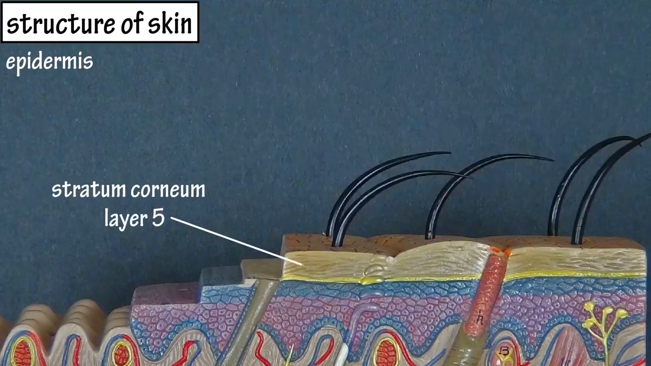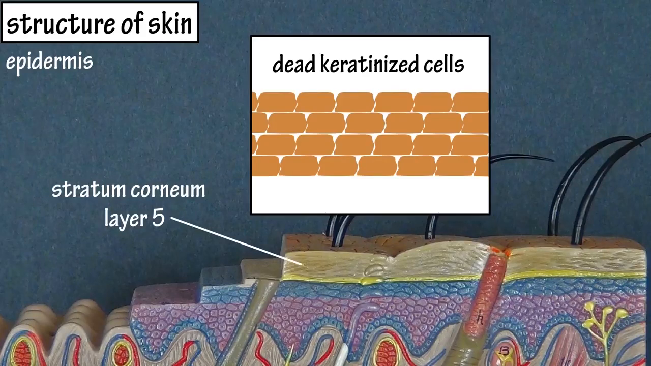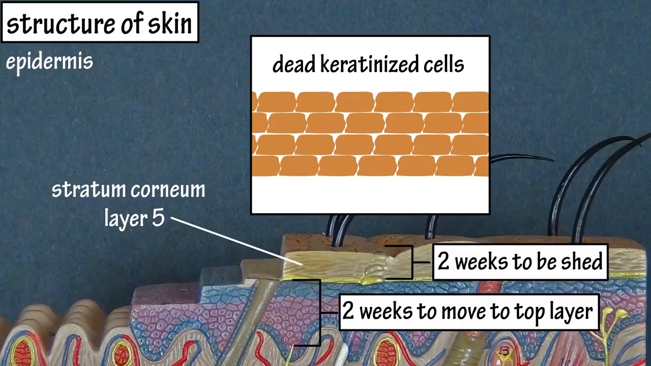The last or top layer is called the stratum corneum. This layer is comprised of dead keratinized cells. It takes about 2 weeks for the new keratinocyte to reach the stratum corneum, and it remains in this layer for about another 2 weeks before it is shed.